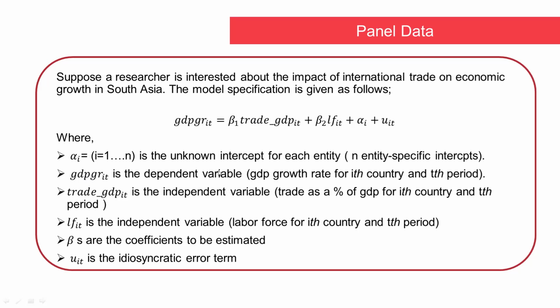GDP is the dependent variable, and I is country, T is period. Then trade is considered as an independent variable. So trade as a percentage of GDP for the country. I is country and T is period. And another one is labor force, considered as an independent variable. I took this as an example, right? So then labor force, then again I is country and T is period.